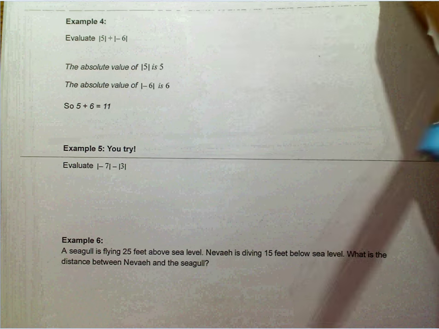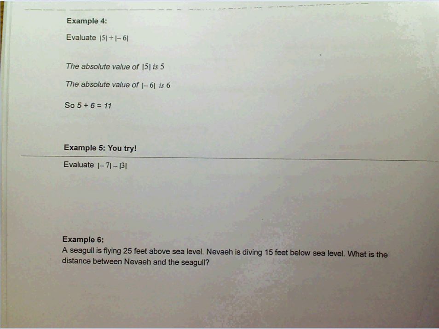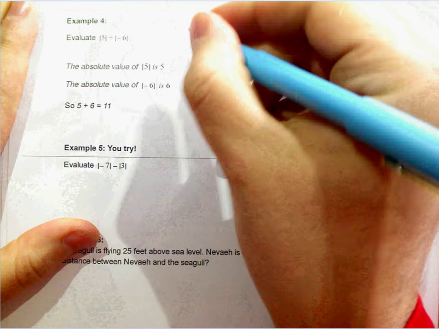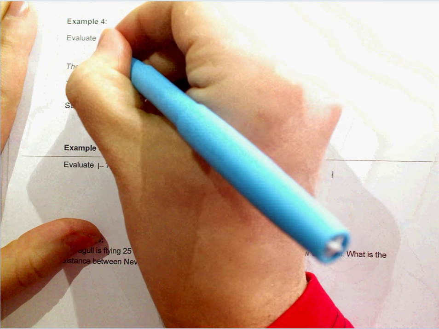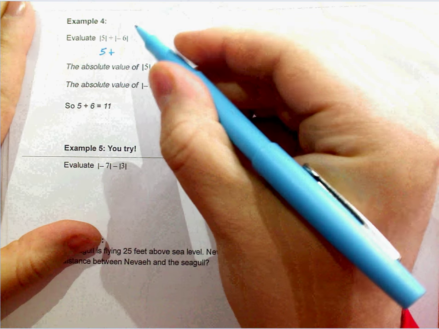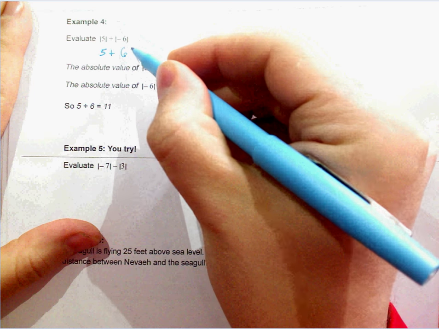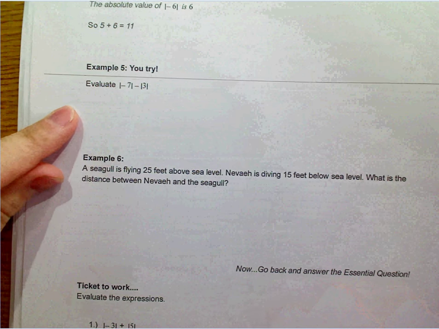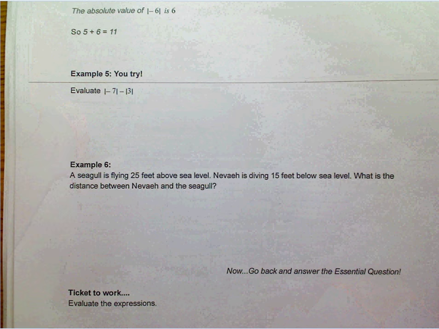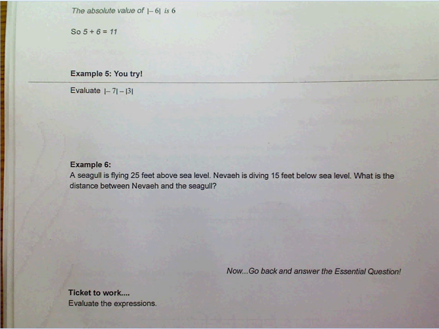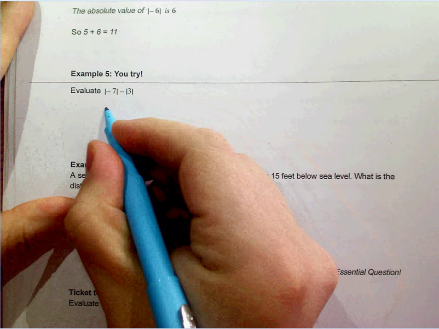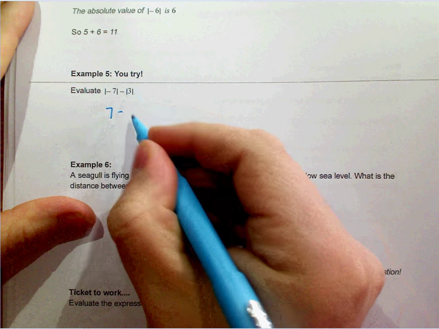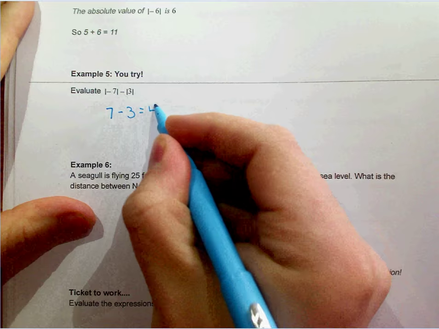Take a look on the top of the next page. Example number 4, we have the absolute value of 5 plus the absolute value of -6. The absolute value of 5 is 5 plus the absolute value of -6. The absolute value of -6 is 6 because it's a distance from 0. And our answer is 11. Try example 5 on your own. Pause it right now. So we have the absolute value of -7, which is 7, minus the absolute value of 3, which is 3, and 7 minus 3 is 4.